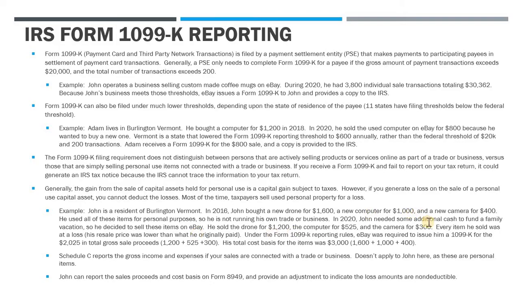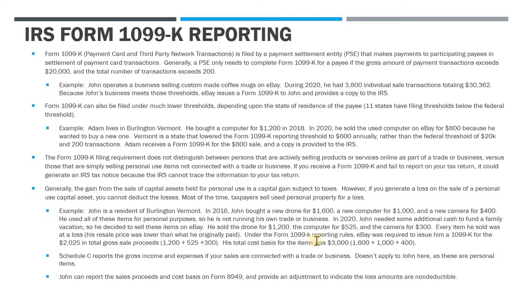In 2020, he needed some additional cash because he's going on vacation. So he decided to sell all these 3 items on eBay. He sold the drone for $1,200, got $525 out of the computer, and sold the camera for $300. Now notice how every item he sold was at a loss, meaning his resale price on eBay was lower than what he originally paid. And that is typical, right? If you buy something and you use it, it's going to depreciate in value. You're going to sell it for a loss.